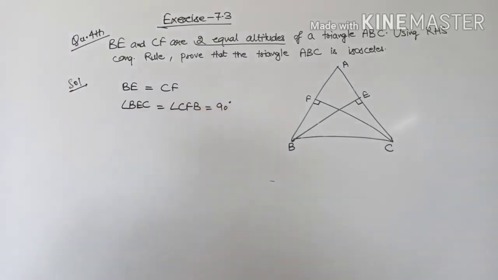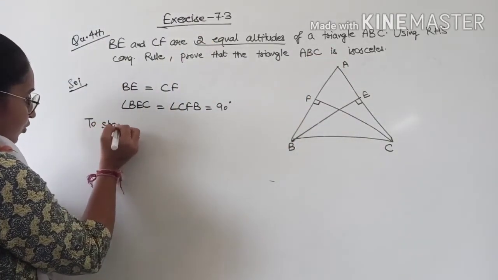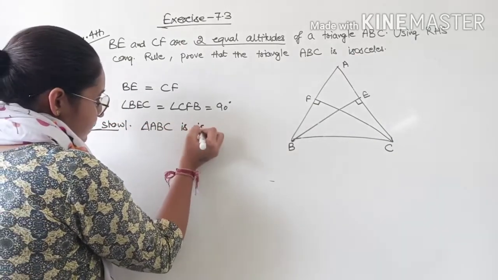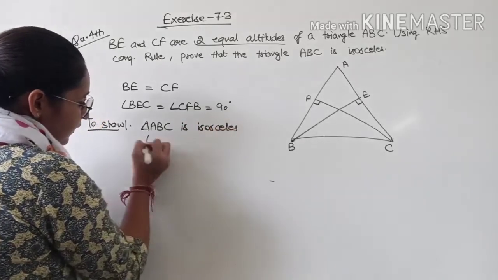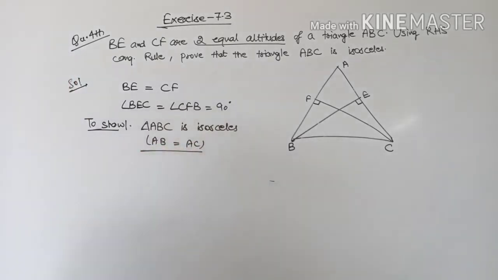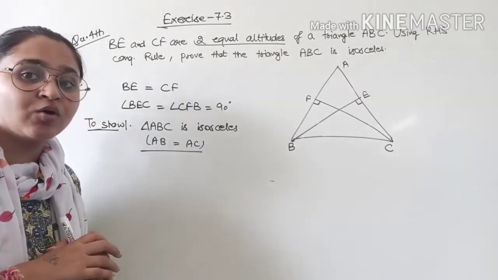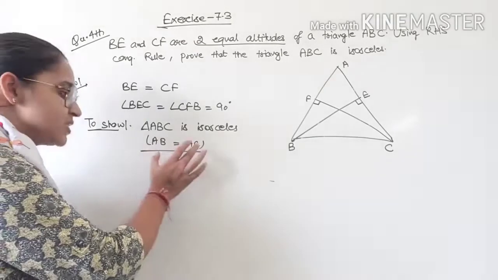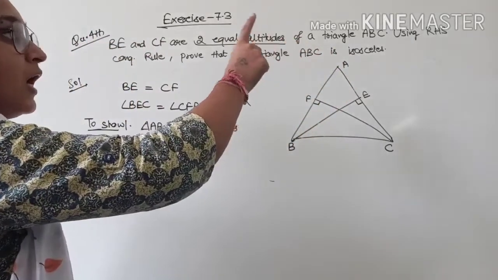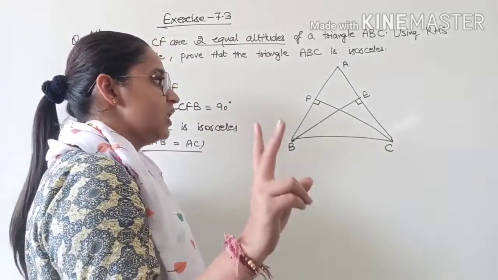Now, using RHS rule, you have to show that triangle ABC is isosceles. Isosceles means that AB is equal to AC. That we have to show. Now first of all, the main point here is we have to take two triangles, show that these two triangles are congruent, and after that we will show that AB is equal to AC. Now the condition given is that we have to use RHS rule only. It means one right angle, one side and one hypotenuse, that we will use these three terms.